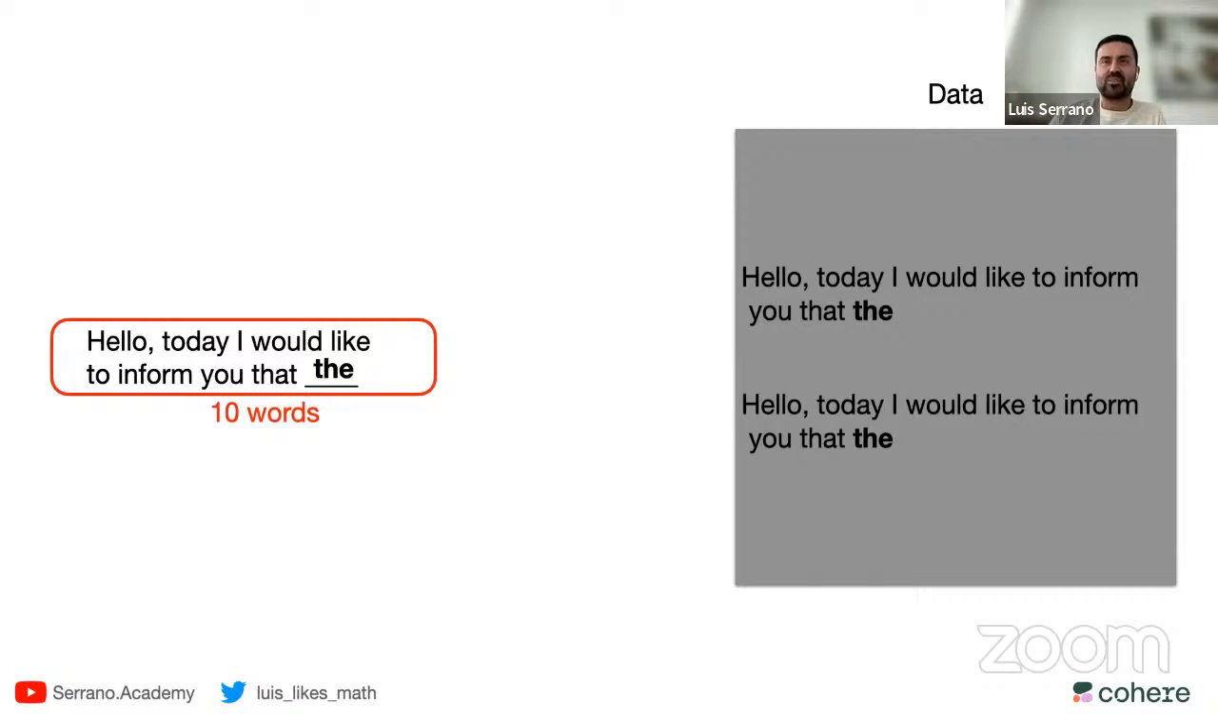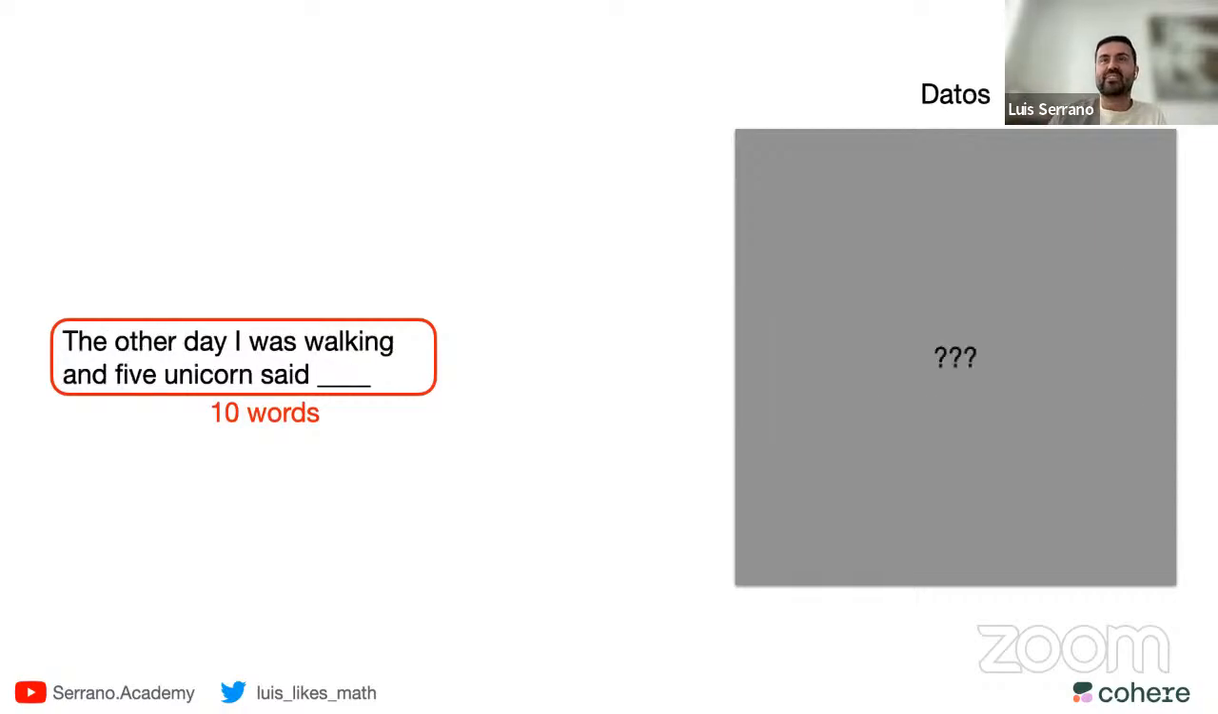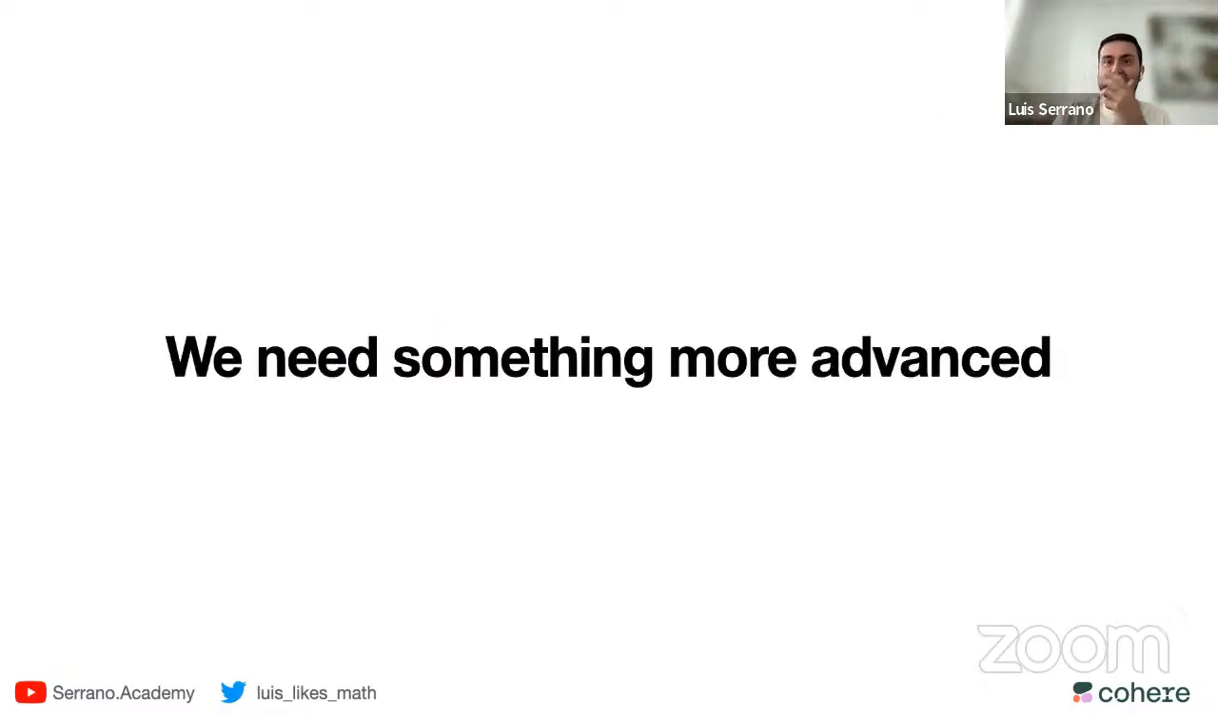What's a little drawback with this? Well, those 10 words may not appear. It's very unlikely. There are two sets of words that may just never appear. If I say, "The other day I was walking and 5 unicorns said," maybe there's just no way to finish that sentence because it never appears in the database. So we need something more advanced, right?